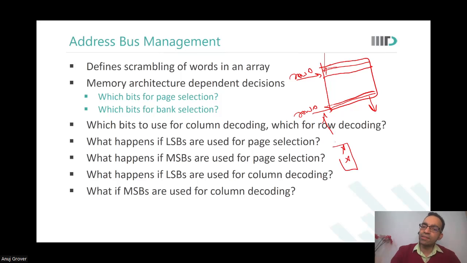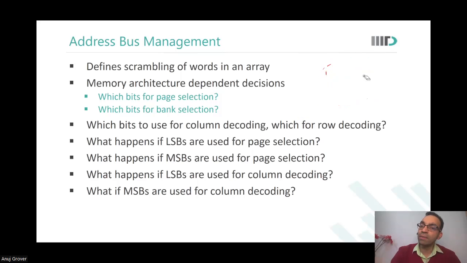So I need the scrambling information to debug. That is one aspect. Then some of you also mentioned, if I know the scrambling information, I can somehow design better, in the sense that my entire memory is split into, let us say, banks.